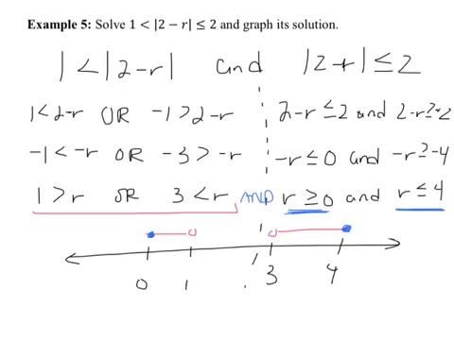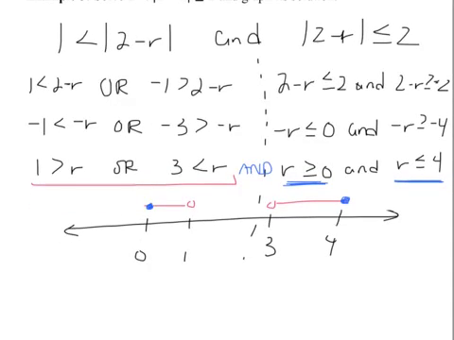So in solution set form, this one is probably the most confusing. Let's take a look. So r is in the set of numbers between 0 and 1 first. So we go 0 less than or equal to r, less than 1. That's the first part. Or r is in the other solution set: 3 less than r, less than or equal to 4.